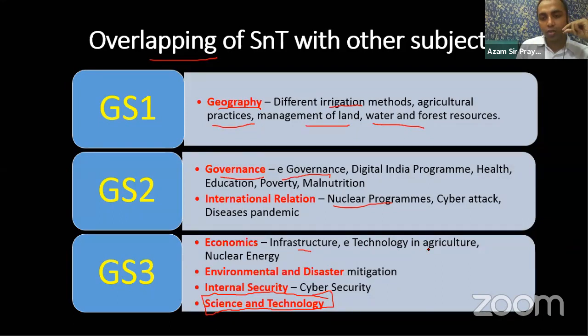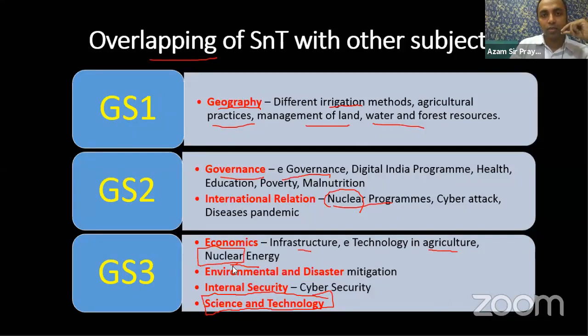The technology in the agriculture sector. So over here, you can see that agriculture is there in geography also, and in economics also agriculture is there, and science plays a very important role in both. Nuclear energy, yes. So here also, now see, in international relations also there is nuclear energy, theek hai, and in economics also there is nuclear energy. So these topics are overlapping.